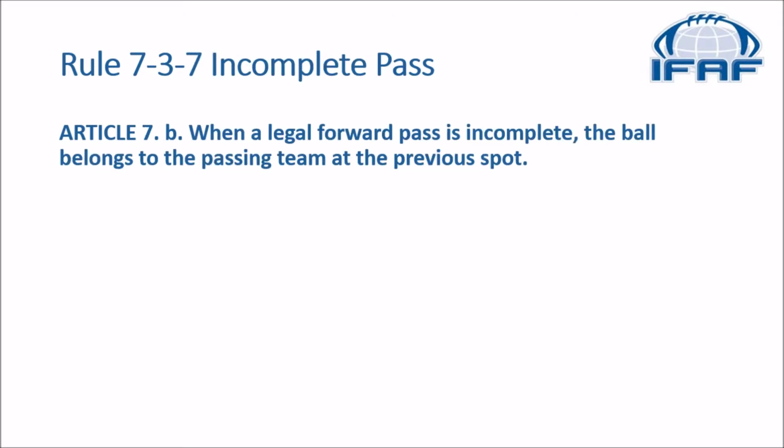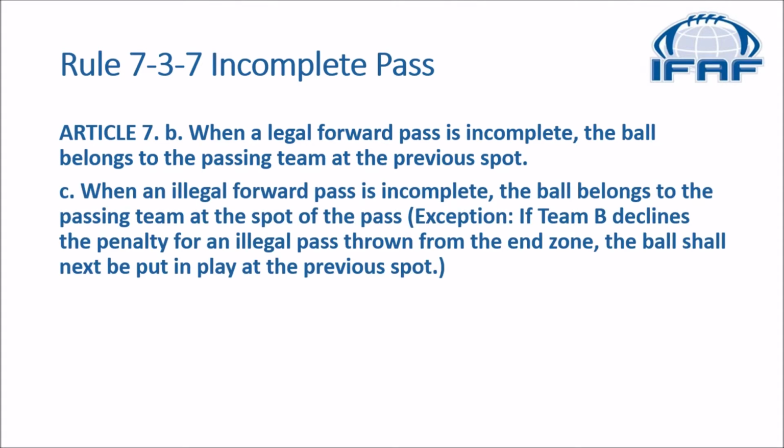In Rule 737, incomplete pass, it says, when a legal forward pass is incomplete, the ball belongs to the passing team at the previous spot. Nothing special there, but then it goes on to say, C, when an illegal forward pass is incomplete, the ball belongs to the passing team at the spot of the pass. The only exception to that is if Team B declines the penalty for an illegal forward or an illegal pass thrown from the end zone, the ball shall next be put in play at the previous spot. And that was the book. Now let's have a look at some game film.